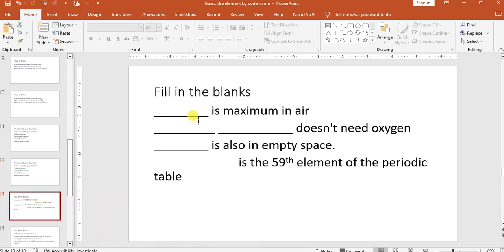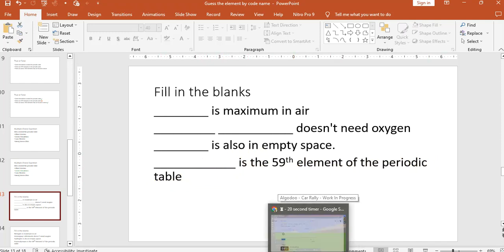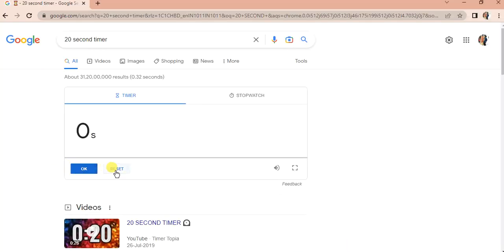Okay, fill in the blanks. Dash is maximum in air. Dash doesn't need oxygen. Dash is also in empty space. Dash is the 59th element of the periodic table. So this is, I guess, the next level. So your timer starts now. Halfway there. Time's up.